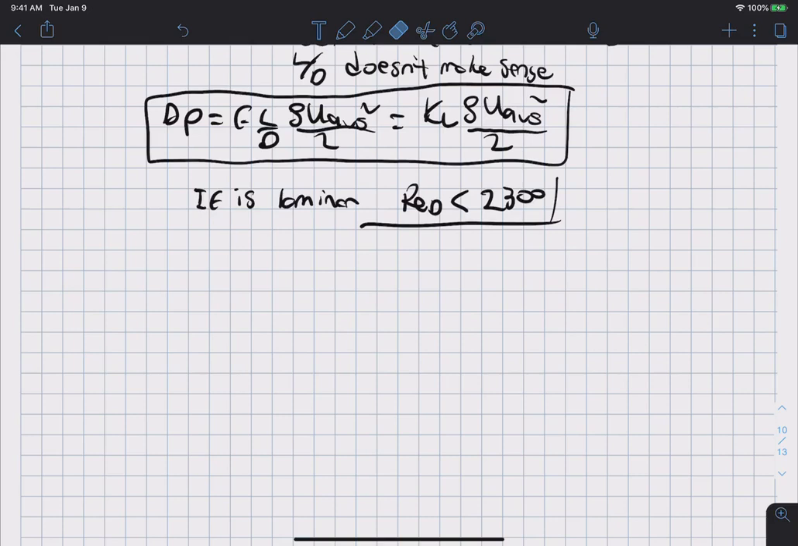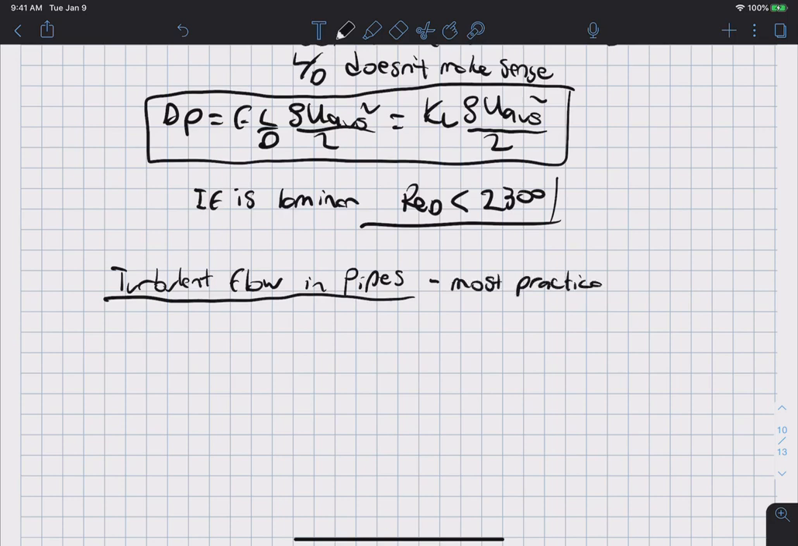Okay, so in the previous video, we analyzed the pressure drop for a laminar flow. And the criterion for a laminar flow is if the Reynolds number based on the diameter of the tube is less than 2,300. Now, we're going to analyze turbulent flow in pipes, and we'll discuss turbulent boundary layers in a bit more detail in Chapter 9, but in most practical cases, you have turbulent flow.